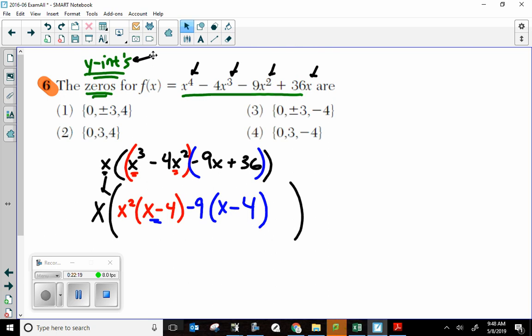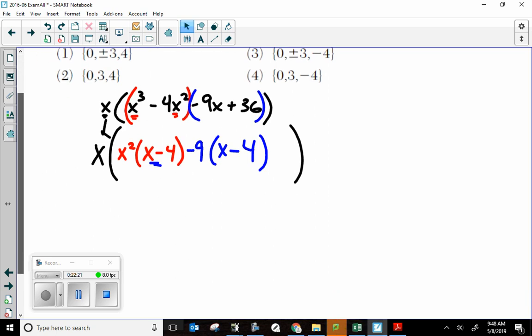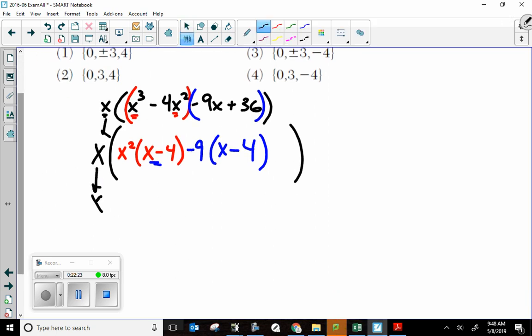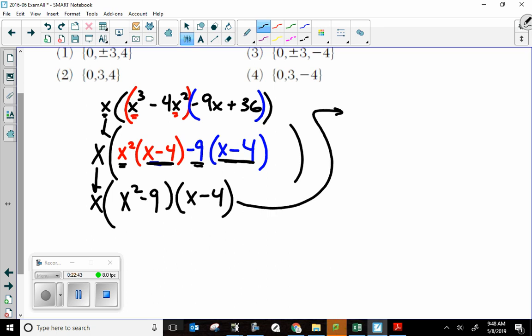So let's take a step further. The x just comes along for the ride. This and this go in its own parenthesis, and these 2 get put together in one parenthesis as well. That is factor by grouping. But, my friends, I can still factor this. That is a difference of perfect squares.